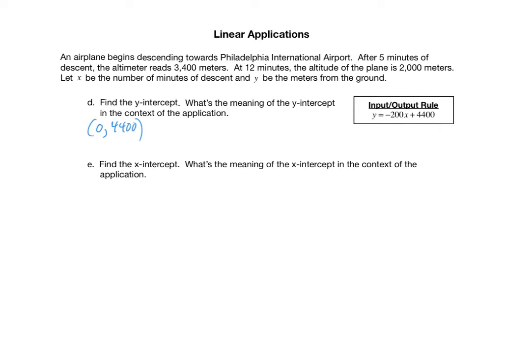That is the y-intercept, but what does it mean with respect to this application? Well, this 0 is the number of minutes since it's been descending, and the 4,400 is the altitude. So essentially what this means is the plane is at an altitude of 4,400 meters when it starts to descend. This is the y-intercept of the line, and this is the meaning of the y-intercept for the plane.